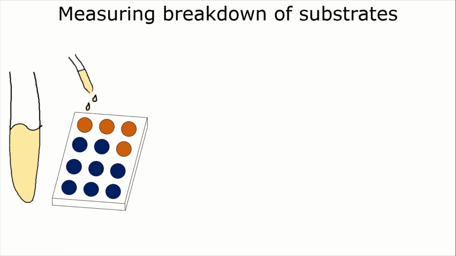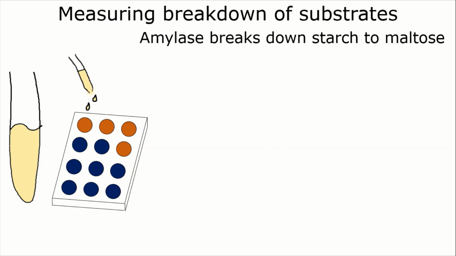Let's move on and look at a different experiment now, looking at the breakdown of substrates. So here on the left-hand side, you can see my badly drawn diagram. In our test tube, we have got a solution of starch and amylase. Now, if we remember back from our videos on carbohydrates, amylase is an enzyme that breaks down starch into maltose.